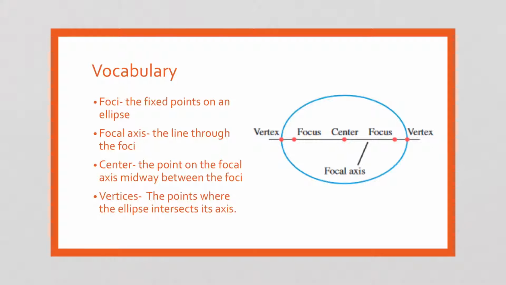Now, for some vocabulary. Foci are the fixed points on an ellipse, and we already talked about those. You can see in this picture, this is a focus, this is a focus. Now I have two. And just like with the parabola, the focus is inside of the curve. The focal axis is the line through the foci. And that was similar to the parabola too. It cuts it in half. It's kind of our line of symmetry, so to speak. The center is the point on the focal axis midway between the foci. So the center is literally in the middle of both foci and the vertices. And the vertices are the points where the ellipse intersects its axis.